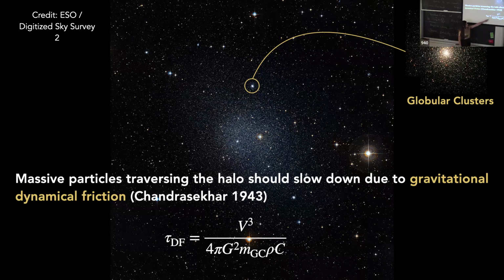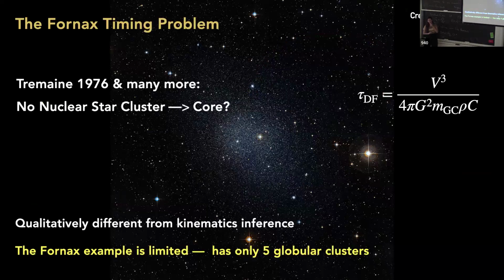And this strongly depends on the velocity, but it also goes as 1 over the mass of my particle, and it also depends on the shape, the kind of local density of the halo. And so this is what Scott Tremaine did for his thesis at Princeton. So this is the so-called Fornax timing problem.